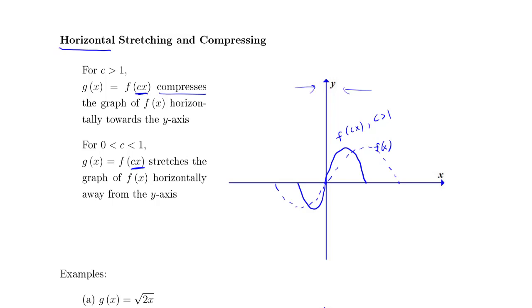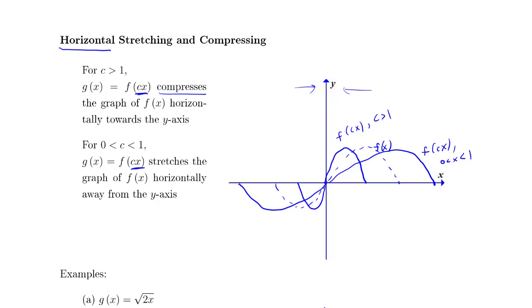Now, if it were a number between 0 and 1, that's going to stretch this away from the y-axis. So it's going to stretch it out like this. It's still going to reach the same high point, but it's going to go a lot further. And similar on the other side. Okay, so that's what happens when we multiply the x. We either get it squished towards the y-axis or stretched out away from it.